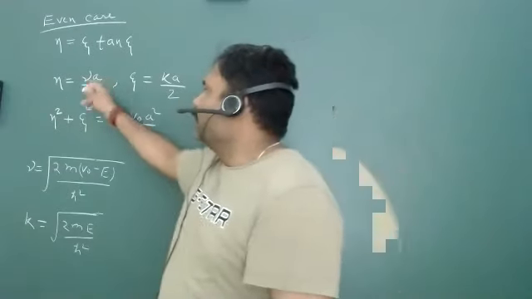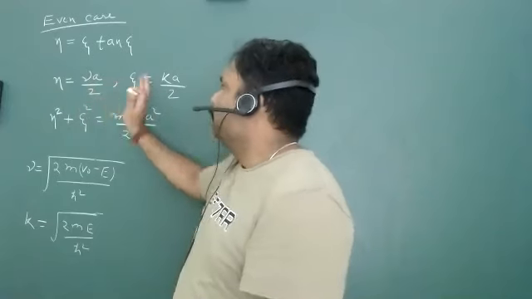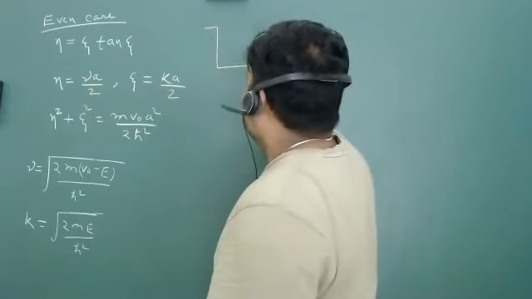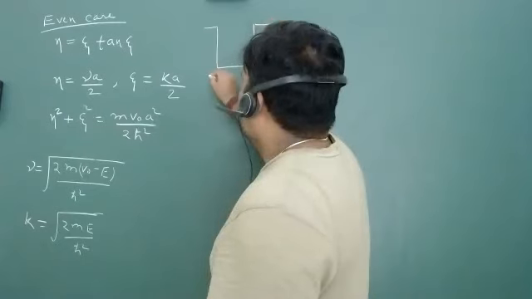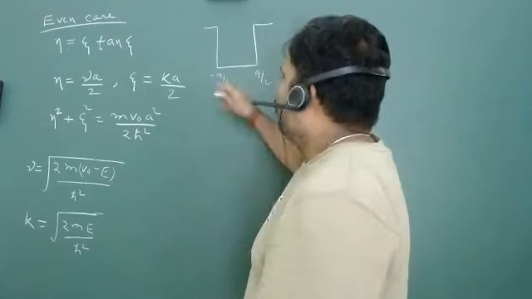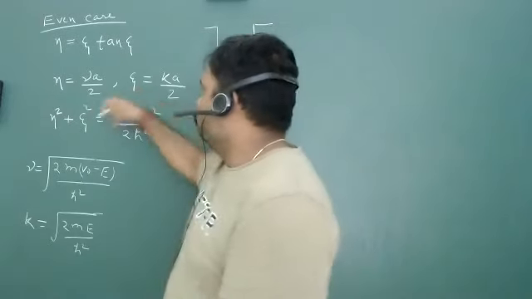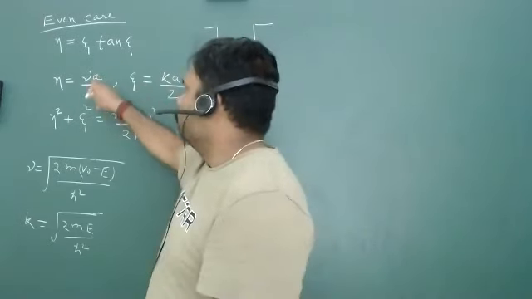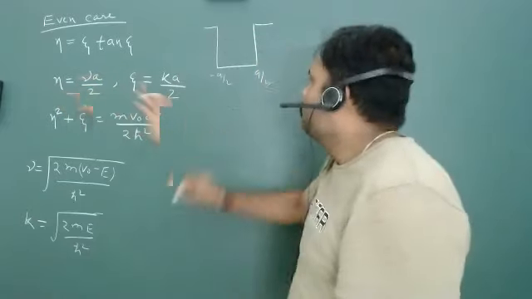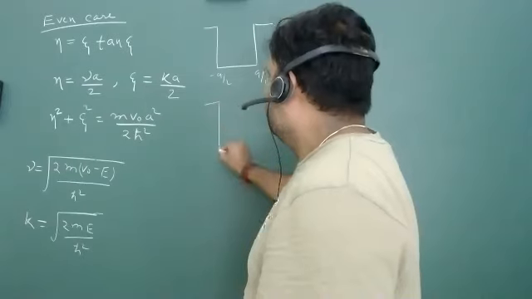And here we are making it dimensionless. You remember that thing. Suppose our potential is something like this, from minus a by 2 to a by 2. So I have to multiply with a by 2 on both sides. So we can get the new parameters eta and xi. Suppose my potential is something like this one.